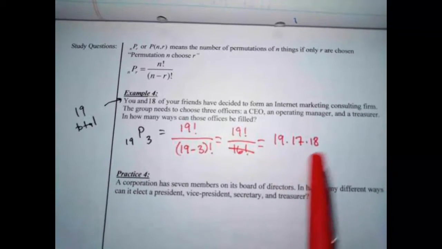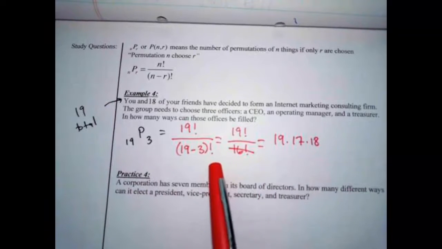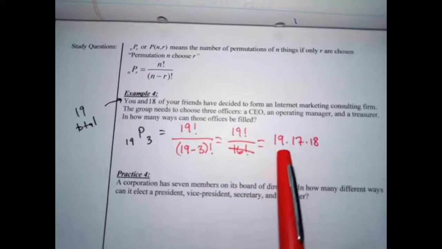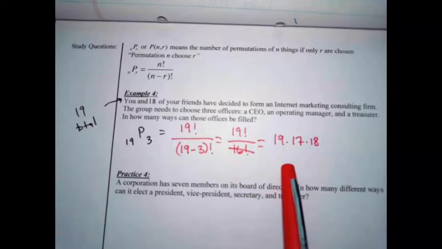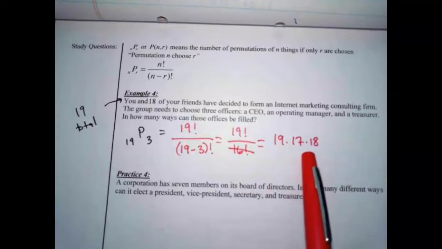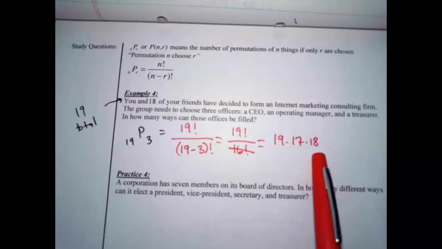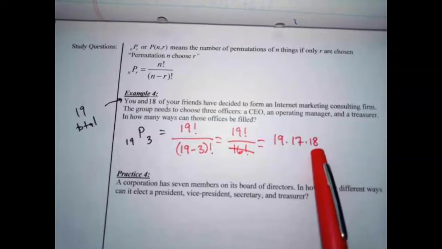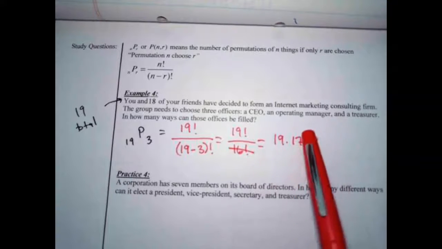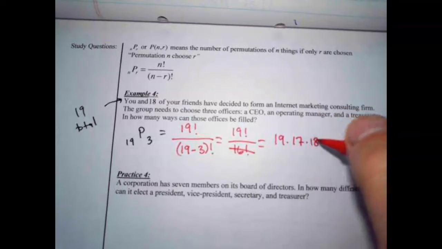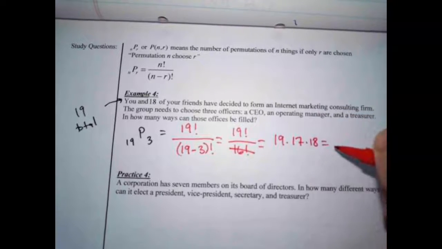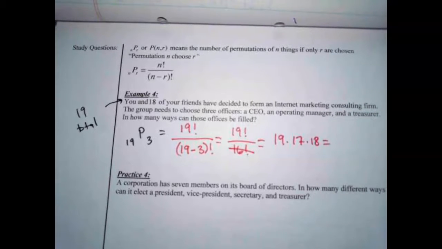You might say that you could have figured this out without the factorial formula, because you have 19 options for the first pick, let's say. Then you have 18 options for the second pick, and then only 17 options. So you could have followed the lead from yesterday. It's just that the permutation formula gives us another option for these.